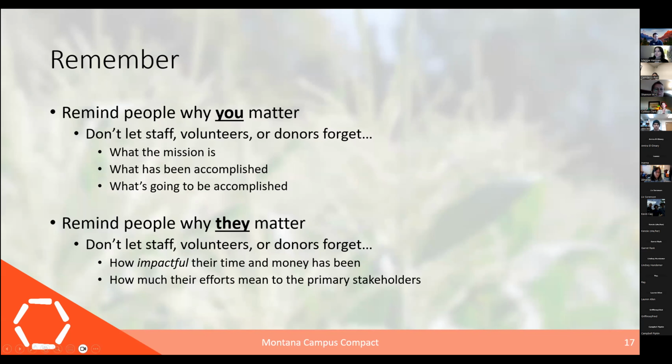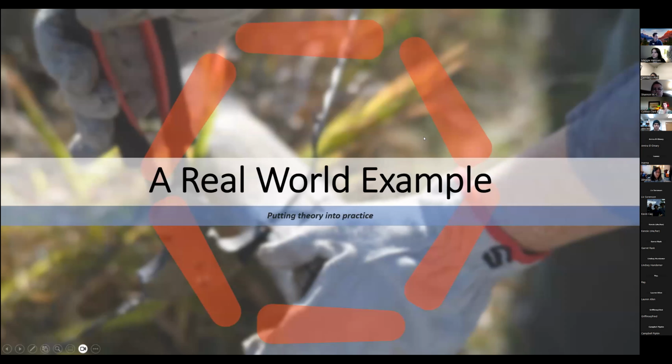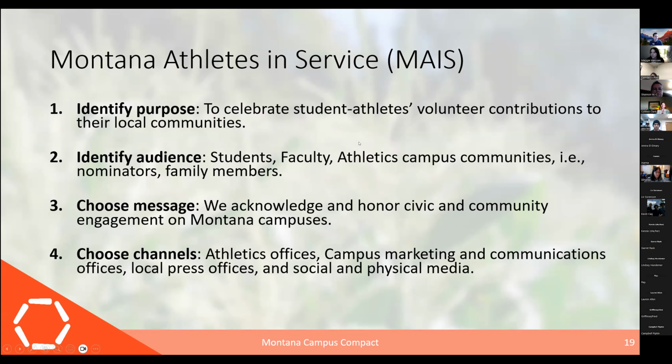I've put the word impactful in italics because I'm not entirely sure it's a real word, but I would say, you need to be able to see the impact that their time and money has actually had, and how much their efforts mean to those stakeholders that are directly benefiting. And so I want to give you a real world example by putting theory into practice here.